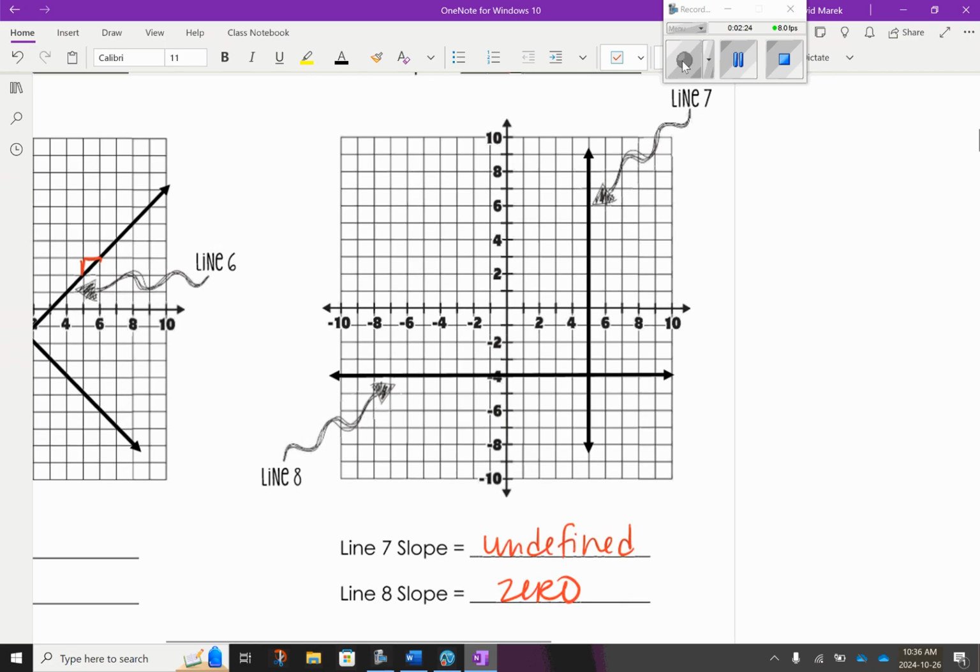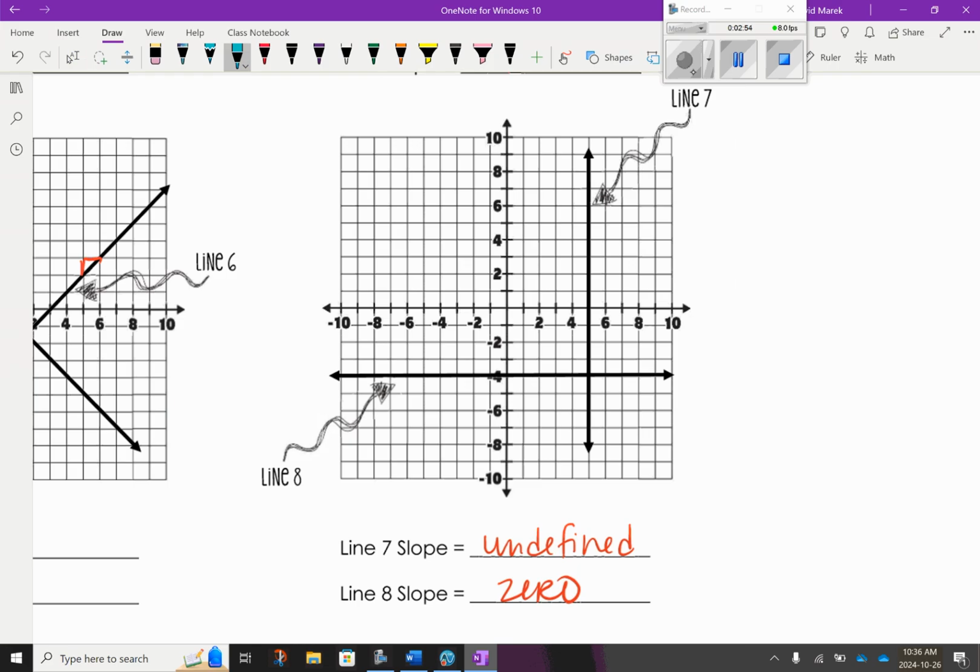Line 7, we go up however many spaces you want, and we don't move either left or right. Then we just keep going up and up and up and up. Line 7 is undefined when it comes to slope, because we don't move either left or right. Line 7, hopefully you recognize as a vertical line. Vertical lines have a slope that's undefined.